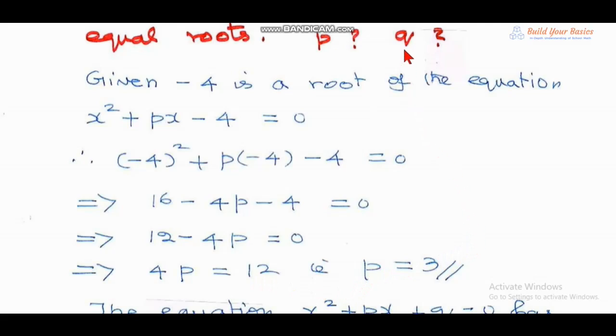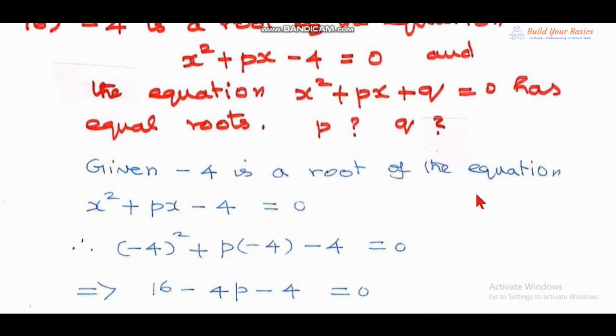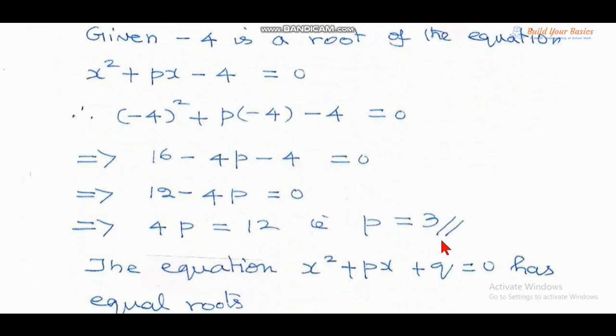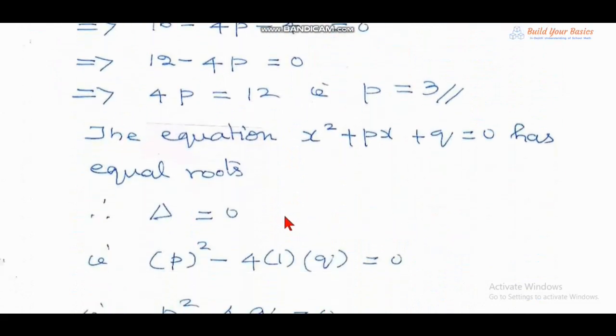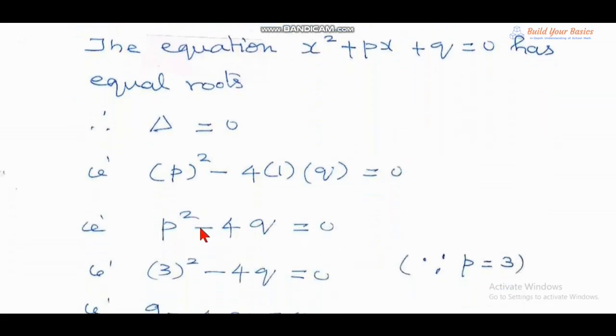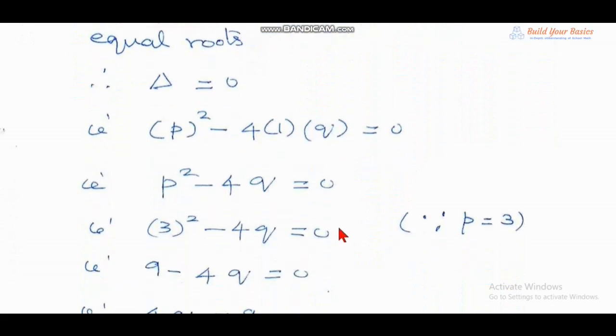Now we have to get the value of q. It is given the equation x square plus px plus q equal to 0 has equal roots. Therefore, the discriminant delta must be equal to 0. That is b squared minus 4ac must be equal to 0. That is p square minus 4 times 1 into q must be equal to 0. That is p square minus 4q must be equal to 0.